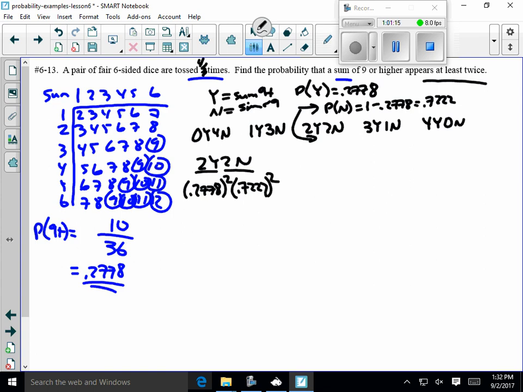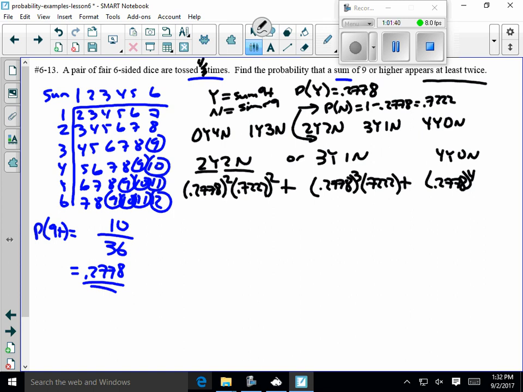This case here, we have 3 yeses and 1 no, so we would have 3 yes probabilities, 0.2778 3 times, and then 1 no probability, right? And then this one, the 4 yeses and the 0 no's, 0.2778 to the fourth, and there's no no-probability, so I don't have to multiply that. And I am going to add here, but there's a complication, right?